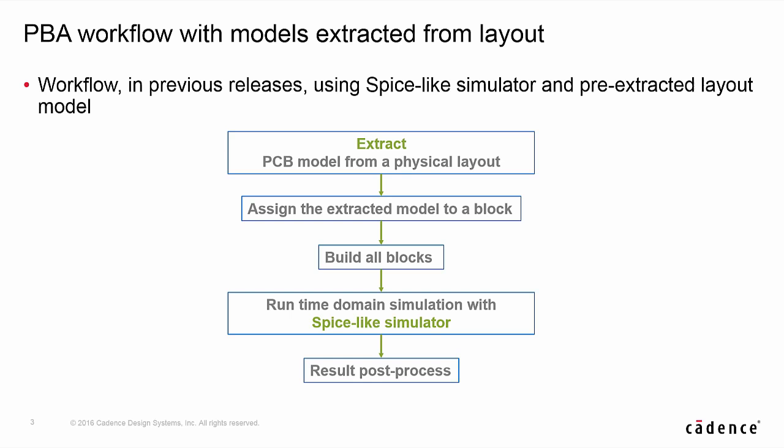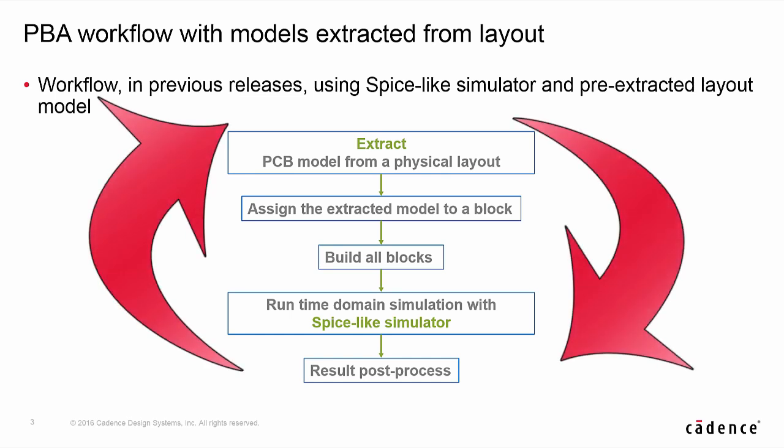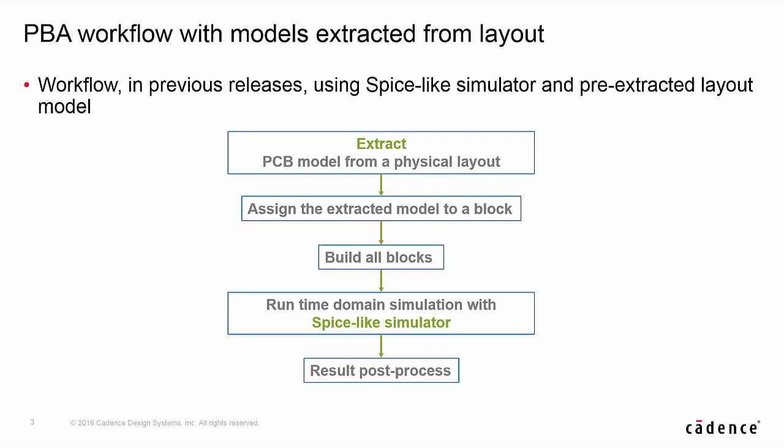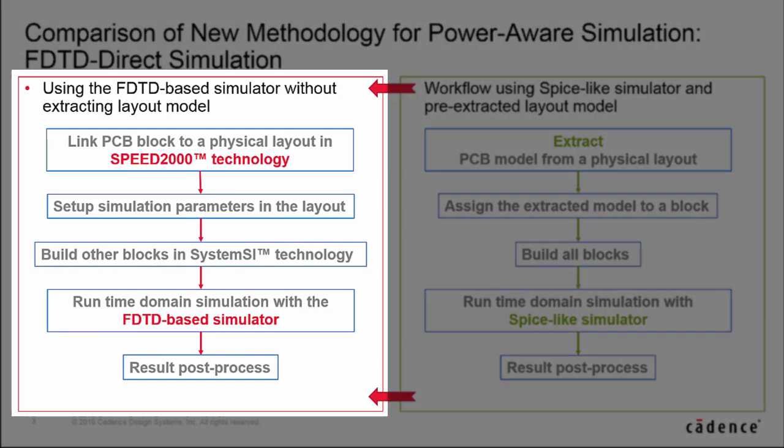If designers want to make changes to the layout and resimulate, they have to go back to the layout, change it, and do the model extraction and assignment again. For power-aware simulations, the extracted models are often in S-parameter format with a large number of ports. It may require broadband SPICE circuit model conversion to avoid convergence problems during simulation. In the new release of System SI, we added a new flow.